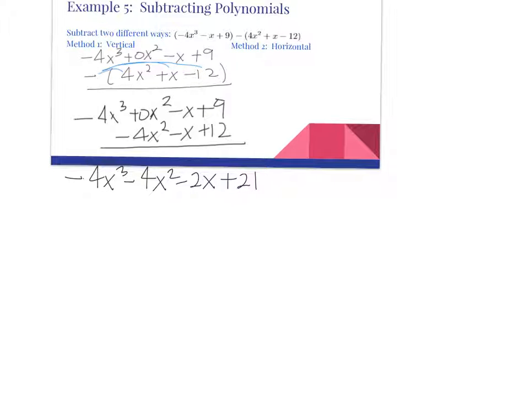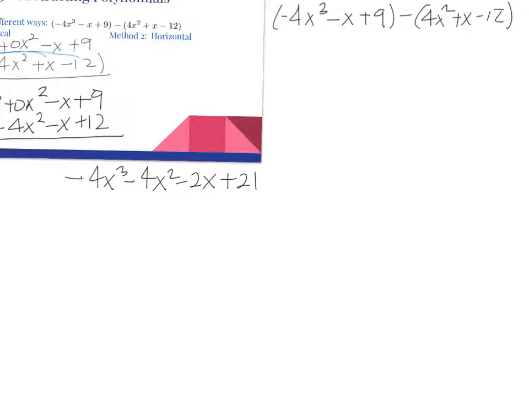For the horizontal method, I line the 2 polynomials up as they are, just as originally written, with parentheses, and what I'm going to do is remove the parentheses. That's my first step, which means once again I have to distribute the negative to all three terms in the parentheses. So in the first case, I can just remove the parentheses: negative 4x cubed minus x plus 9. Distributing the negative, I have negative 4x squared minus x. Negative times negative is a positive.